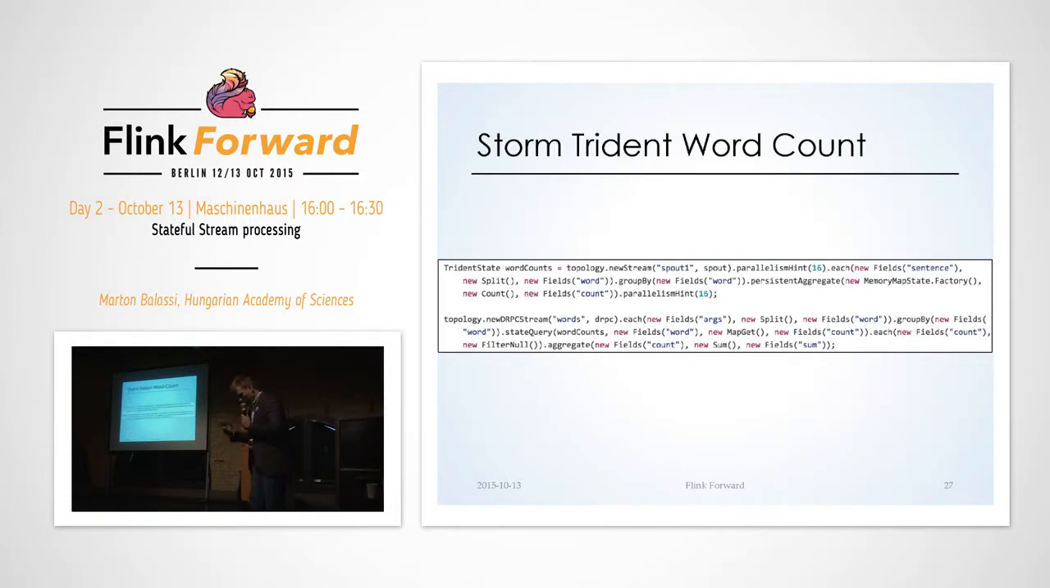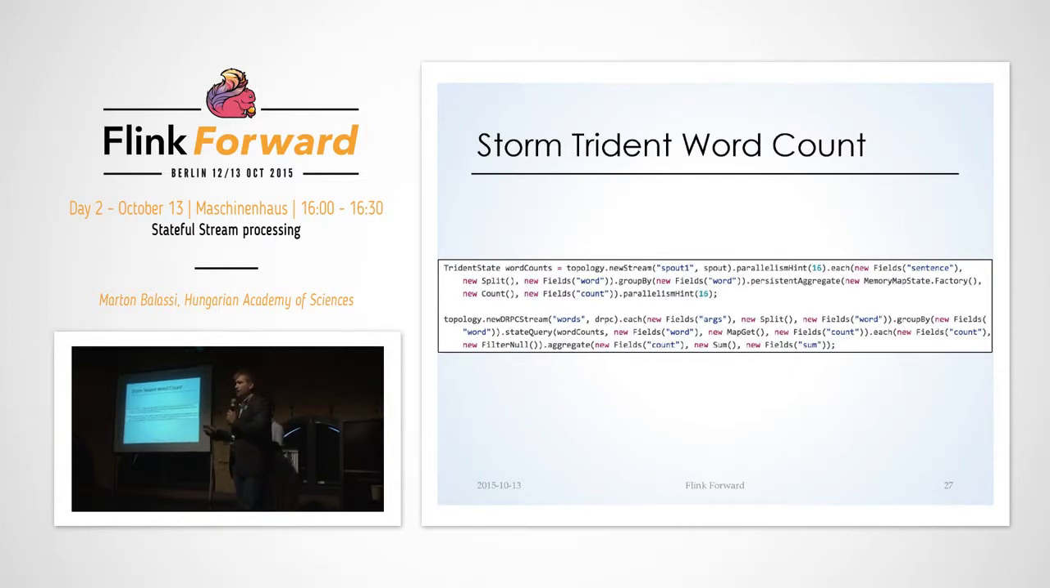Basically, what I want to demonstrate here is the way Trident defines a stateful program: you define your state. This is a word count program. The most important part is here, persistent aggregate. So you define that you want to have this thing persistent. You say that you want to use this memory abstraction, and of course the backend is pluggable for your state. And then you say that you want to actually count on the field of count.